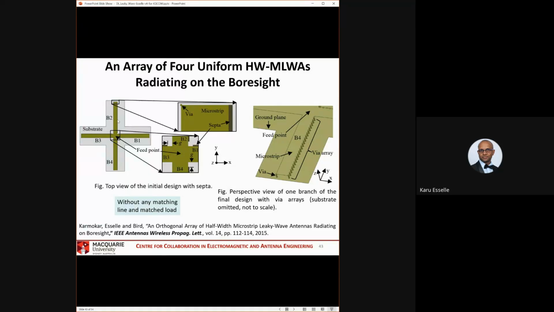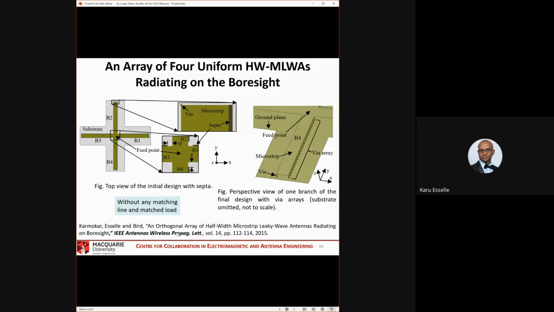four leaky wave antennas in a kind of a cross. These are all half-width leaky wave antennas. You can see arrays of vias here, and we combine them together. You can actually get a beam in the broadside direction.